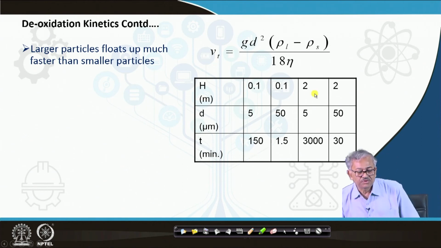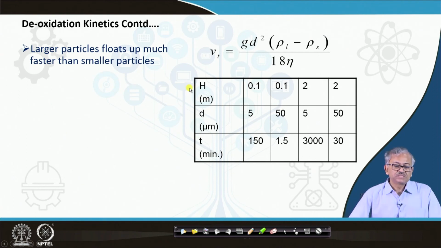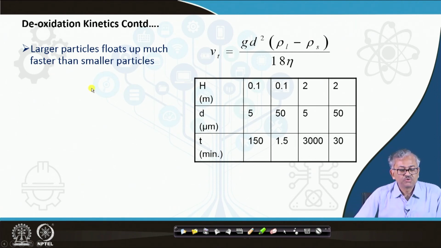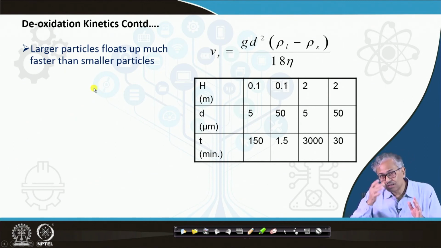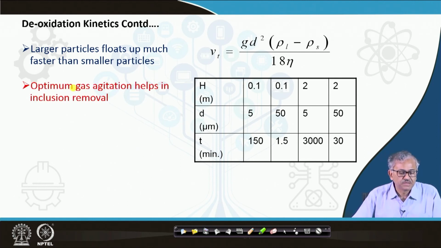So similarly, for example, if you say 2 meter height, then a 50 micrometer inclusion will take only 30 minutes, whereas a 5 micrometer inclusion will take 3000 minutes. So here it is 100 times. So you can see that the larger particle will float up much faster compared to the smaller particle. So we have to see how to make the inclusion particles bigger such that they can easily float up during the processing time.